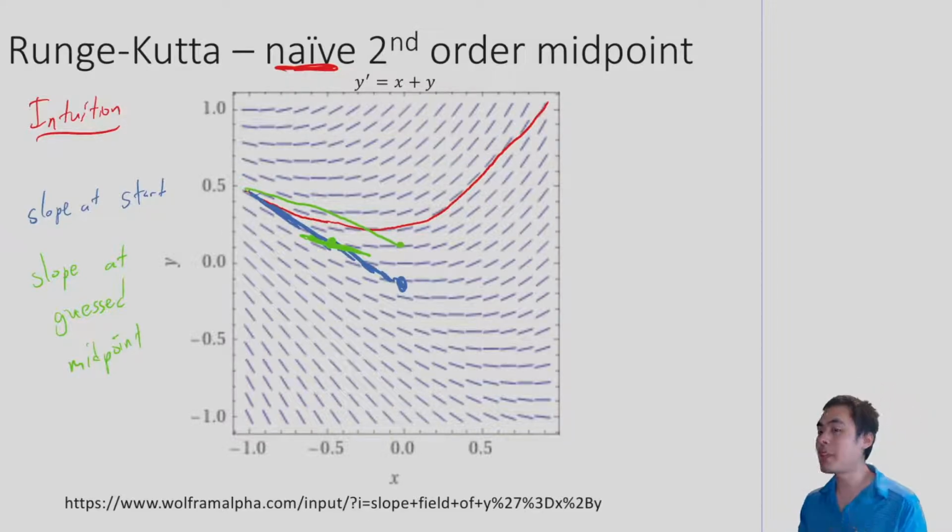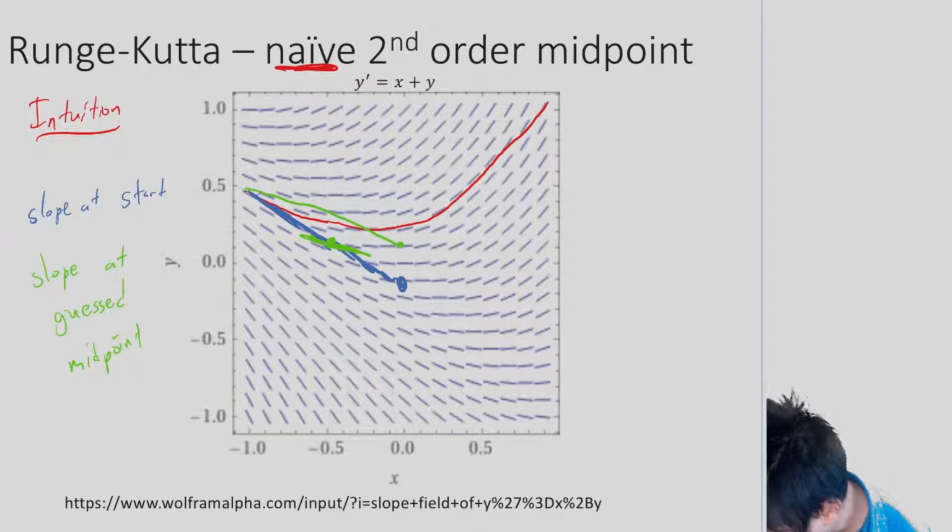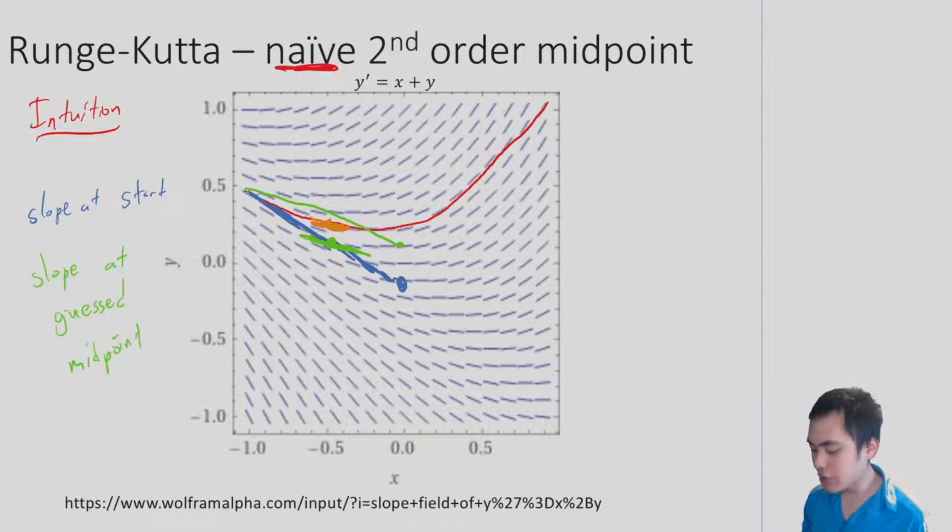So note that the slope at the guessed midpoint also isn't correct. So that is not equal to the actual slope at the midpoint. The actual slope at the midpoint might be slightly off. So it's not actually equal to the actual slope at the midpoint, but it gives us some guess for it. And so that gives us the naive second order midpoint method.